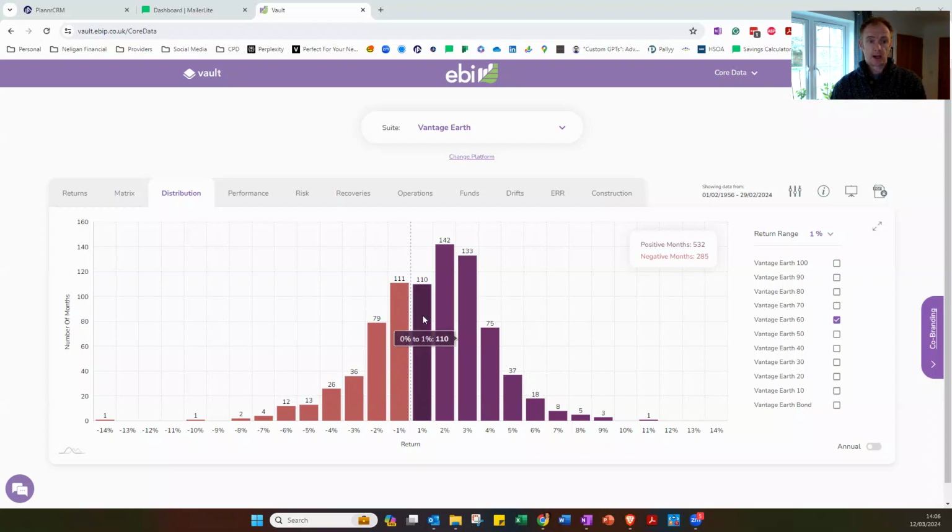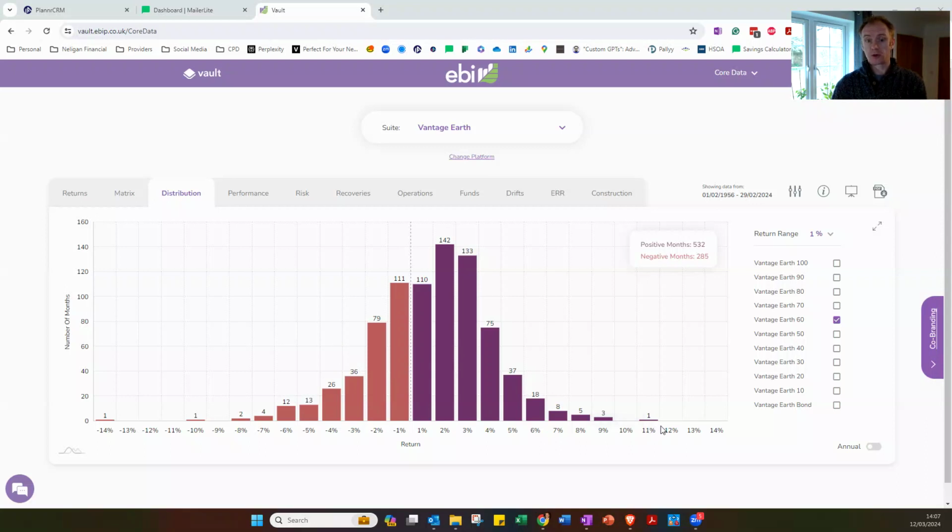Now we do get scary returns. There was 1 month where the portfolio lost 14%. Most of the time you can see it's distributed around the middle. So we've got quite a few occurrences, 190 occurrences of monthly returns that have been either 0 to -1% or -1 to -2%. We've got some very exciting returns here.